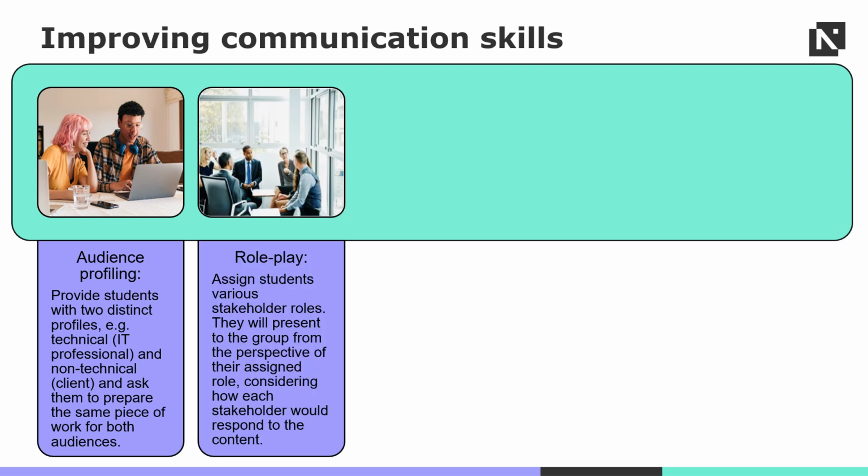Role-playing with different stakeholders. So students could be assigned various stakeholder roles. So, for example, a technical manager, a non-technical business owner, a user or a developer. And each student will present their project or solution from their perspective of the assigned role, considering how each stakeholder would respond or need to be convinced. After presenting, students will respond to hypothetical questions from other students acting as different stakeholders, and they could adapt their responses to suit the technical understanding of the audience they're addressing.